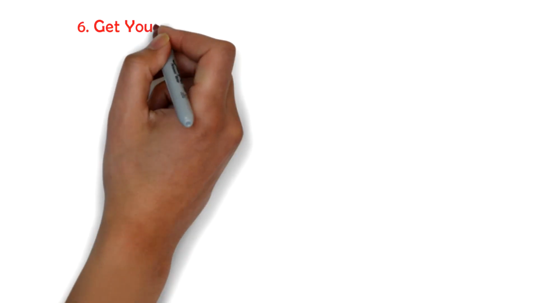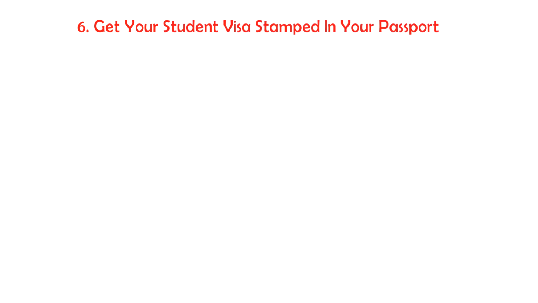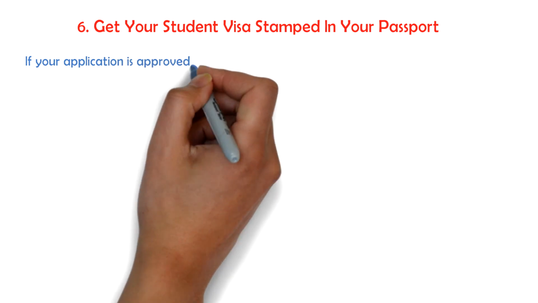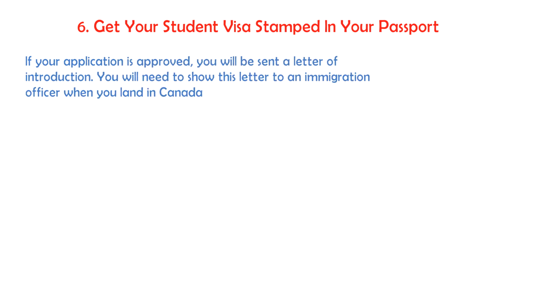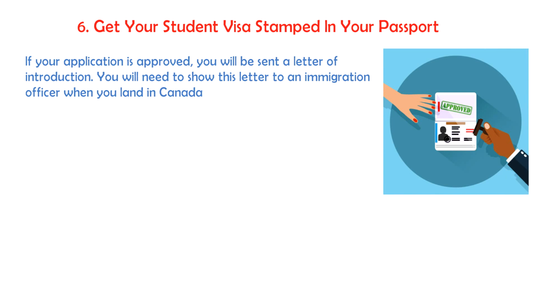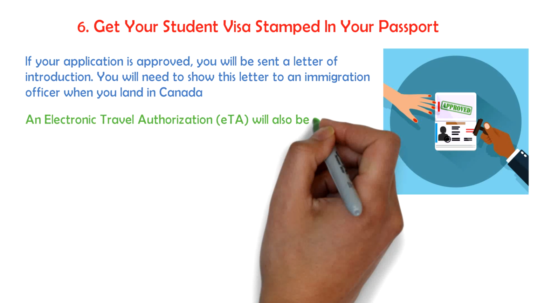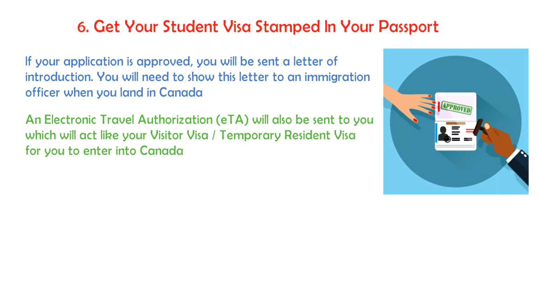At last, we come to the most important step, which is getting your student visa stamped in your passport. If your application is approved, you'll be sent a letter of introduction, which is a basic summary of your profile and documents, and you'll need to show this to an immigration officer when you land in Canada. An electronic travel authorization or an ETA will also be sent to you, which will act like your visitor visa or your temporary resident visa for you to enter into Canada.